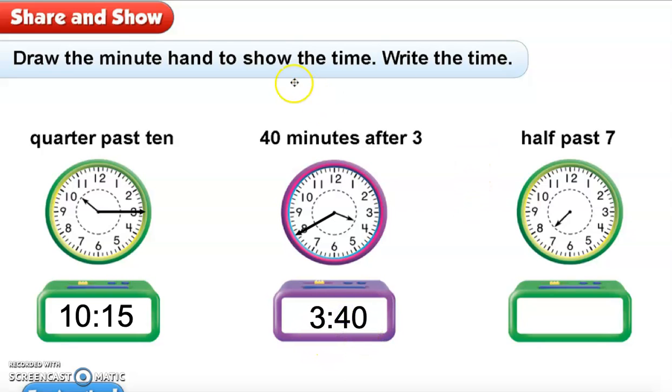Okay? And then 7:30 is the last one. So I know that half past means that the minute hand is going to be pointing to the 6. So there we go right there. And then let's count our minutes. So we have 5, 10, 15, 20, 25, 30. My hour hand is pointing in between the 7 and 8, so I know that this time is showing 7:30. Okay?